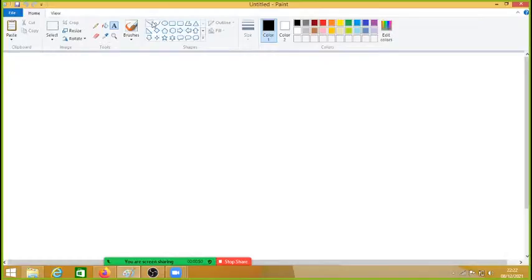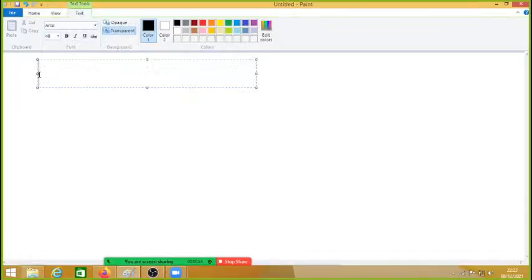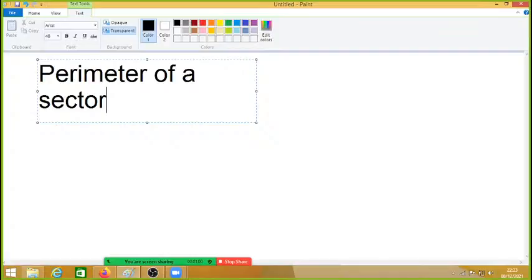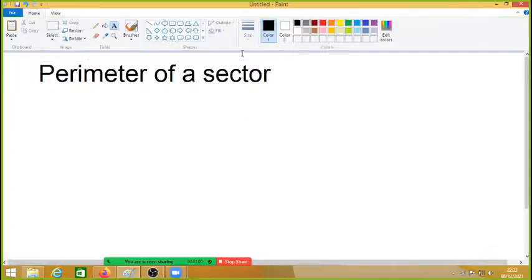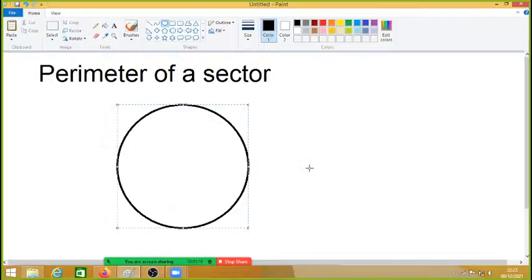Let's take a look at the perimeter of a sector. And a sector, if you just want to think of it in a simple way, it's a piece of a pizza. That's the simplest way of thinking about it. So if you have a pizza and you're cutting it from the center, and you're just taking one slice, then that slice, the proper word for it, is sector.